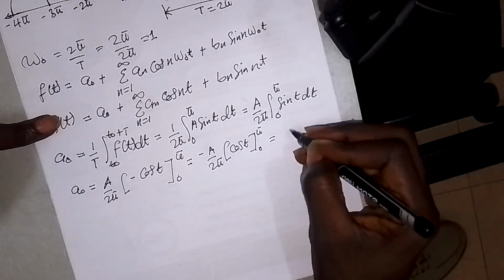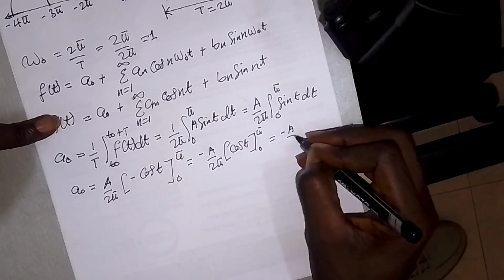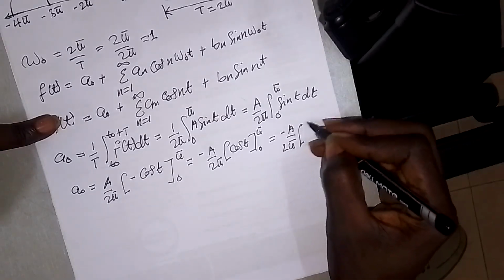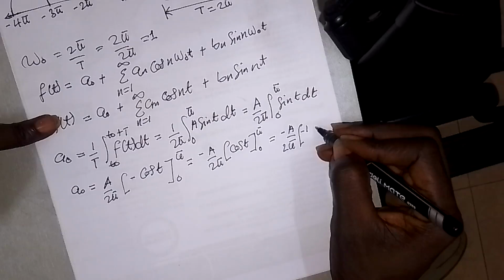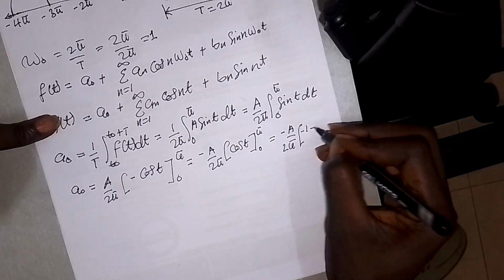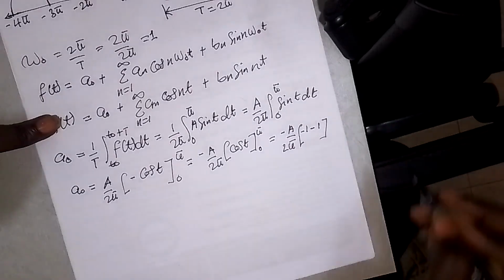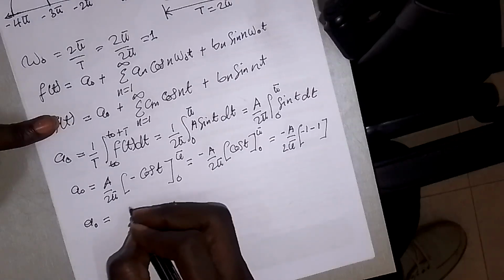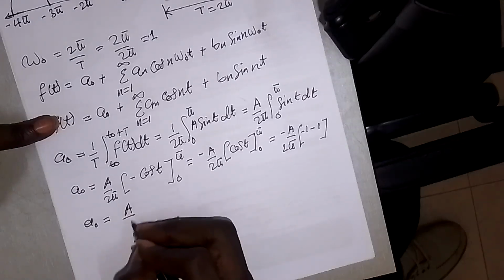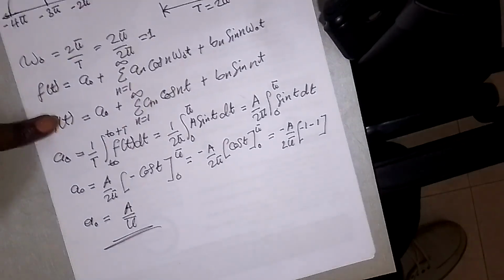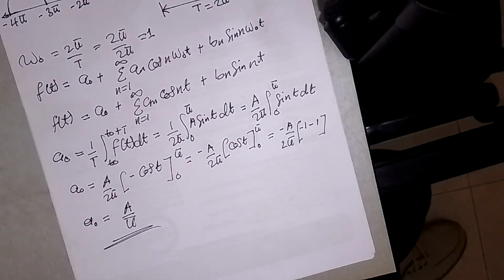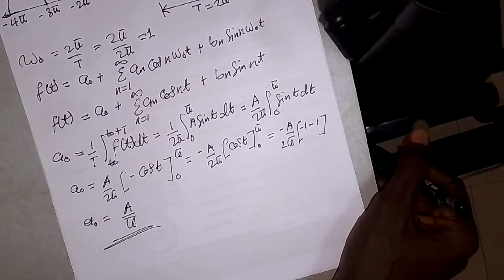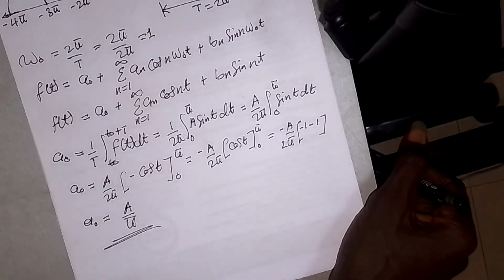So I'm going to have minus A on 2 pi times cos pi, which is minus 1, and then cos 0, which is 1, so minus another 1. All right. So now here, a naught is equal to A on pi. That is our a naught. So our a naught is A on pi.